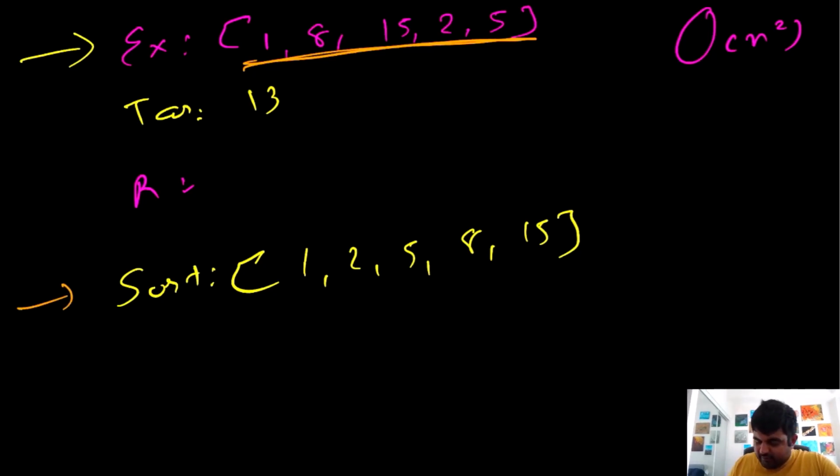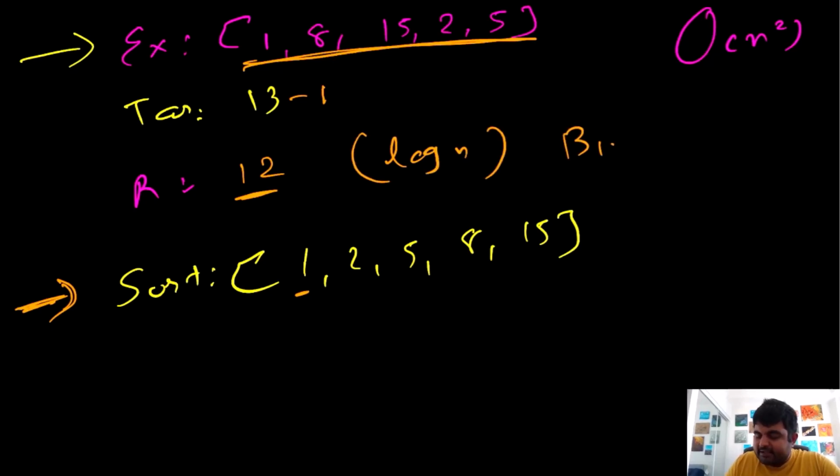First of all, this value is 1, so we do 13 minus 1, so the remaining value is 12. Now we need to find whether 12 exists inside the sorted array, and this can be done in log n time. Why? Because we are going to do binary search, because this array is sorted. And we know that binary search takes log n time, which we can do pretty quickly. So immediately we identify that 12 does not exist inside this array, so we will ignore this and move with the next element.